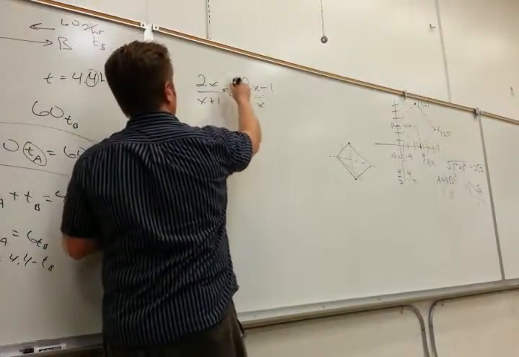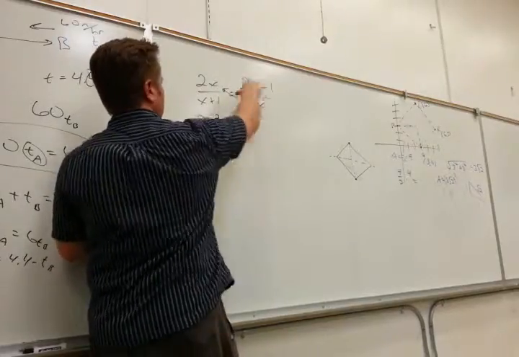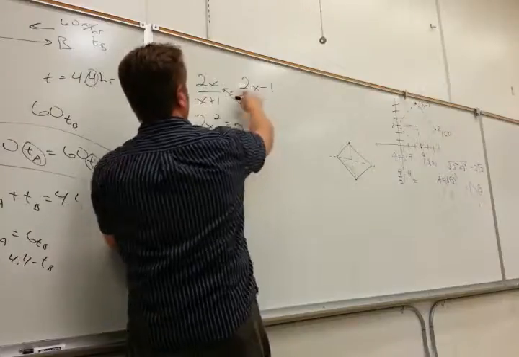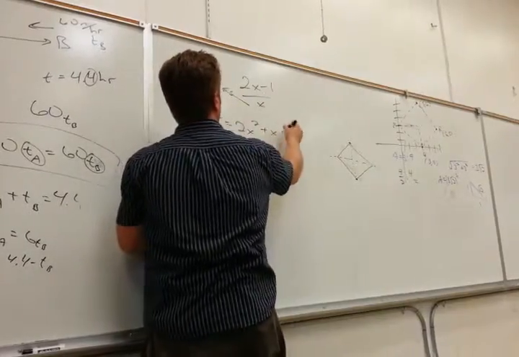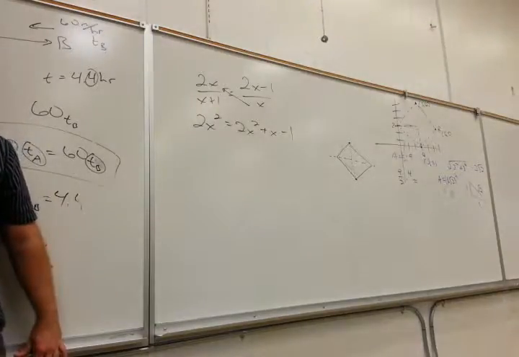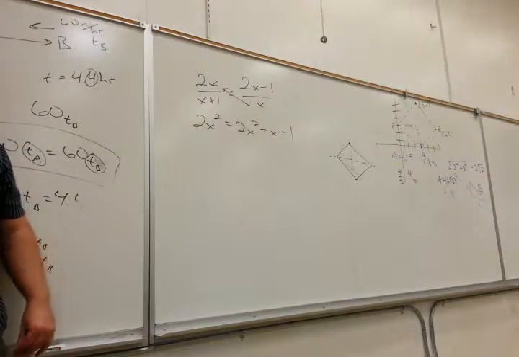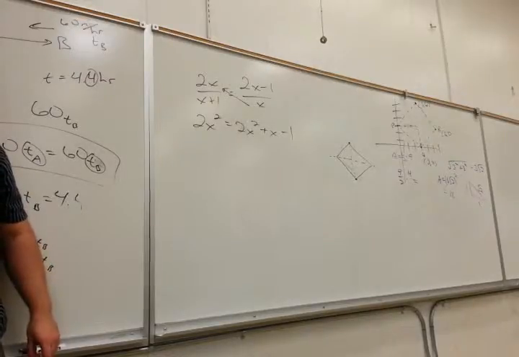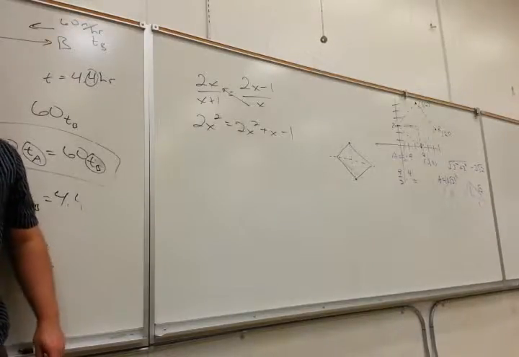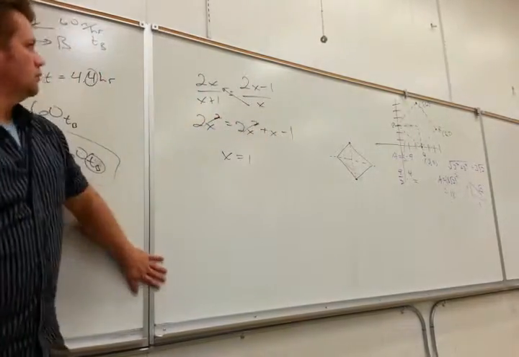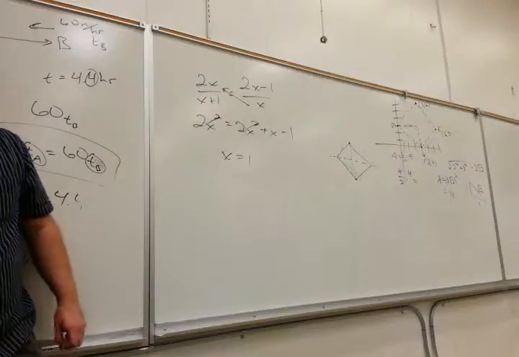So we've got to get 2x squared, and then I've got to FOIL that out. Plus 2x minus x. So that becomes really nice, right? The 2x squares go away. So you get x equals 1. We didn't have to do that. That's right.